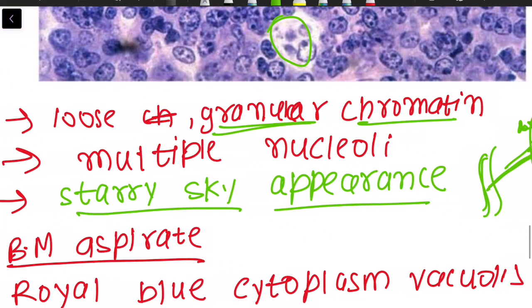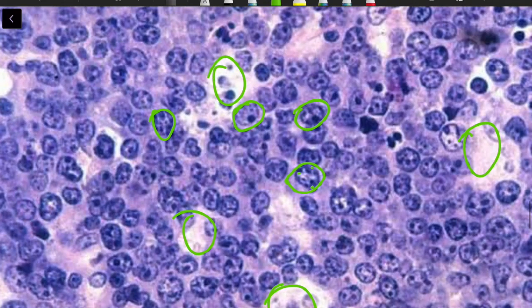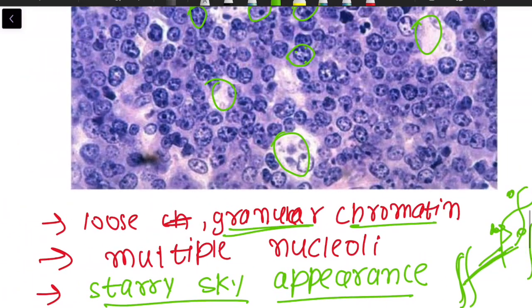And you see the starry sky appearance, the characteristic starry sky appearance, in which the macrophages have engulfed the cells. They have a rapid cell turnover and they are dying, so they are actively consumed by the macrophages, and that too at a cell turnover that is not at a normal rate. They are continuously being consumed by macrophages, and these macrophages consuming the apoptotic cells give the starry sky appearance.